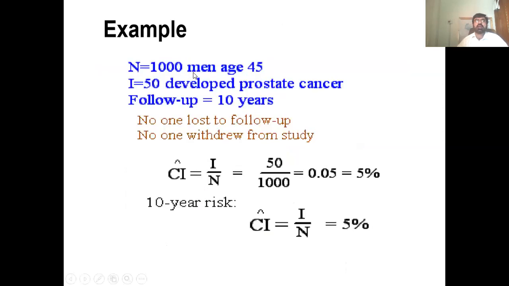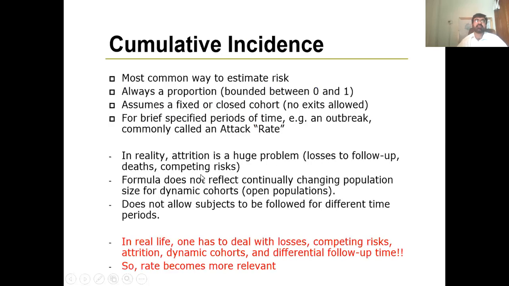This is the total number, 1,000 men age 45, and the incident is 50 developed prostate cancer, with a follow-up of 10 years. So now what happened? No one was lost to follow-up. The whole sample was followed. No one withdrew from the study. There was no attrition, and cumulative incidence will be equal to 5%. That is the 10-year risk, 5% in 10 years. Out of 1,000 people, 50 develop prostate cancer.